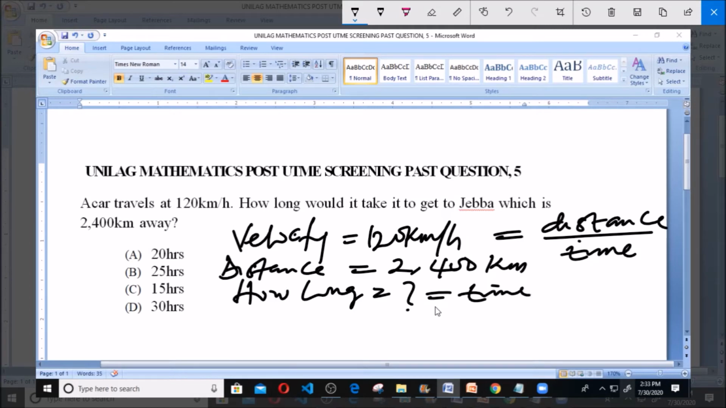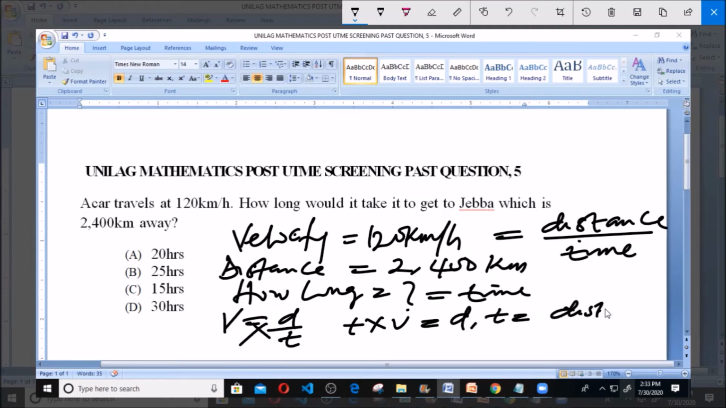Now they are asking us for the time, and I told you that velocity v equals what? Distance all over time. So if you cross multiply, you get that your time multiplied by velocity gives you distance, and your time becomes distance divided by velocity. So now our time will be equal to our distance, 2,400 kilometers, divided by our velocity, 120 kilometers per hour.